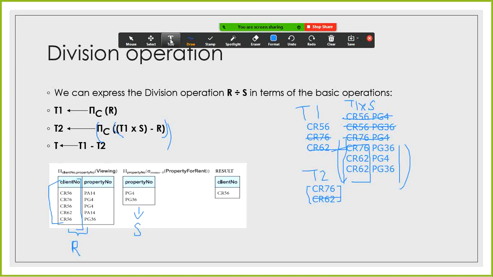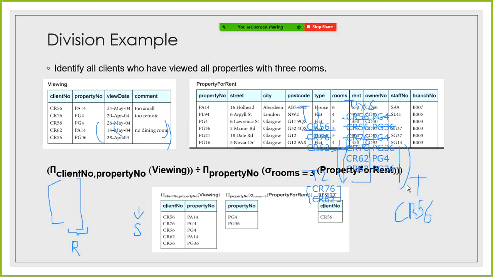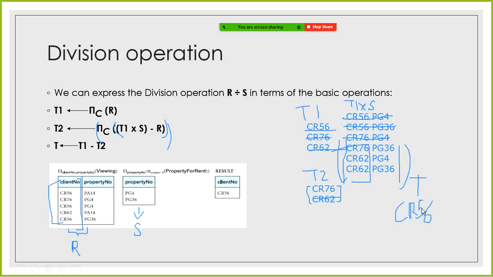So what we got? We got CR56 as a result, and this is our final result, which is T. So as you can see, this is the same value which we got previously. So this is the client number that has viewed all the properties that have 3 rooms.